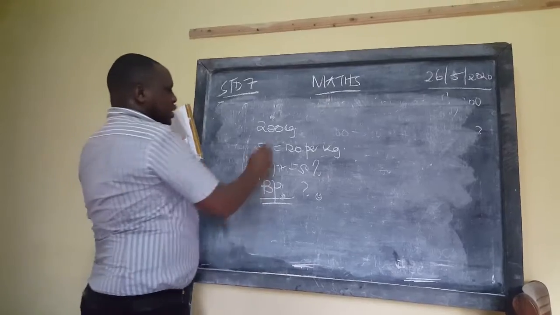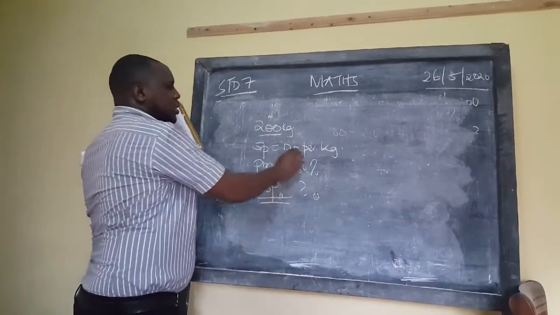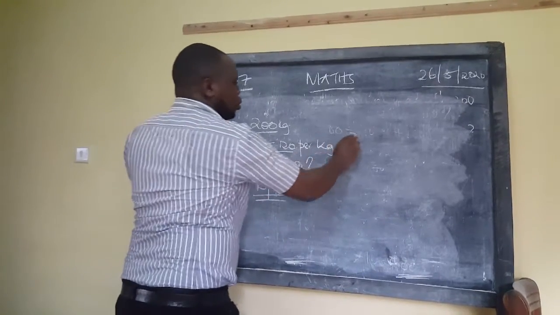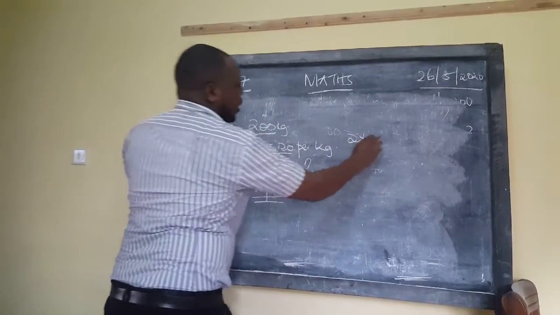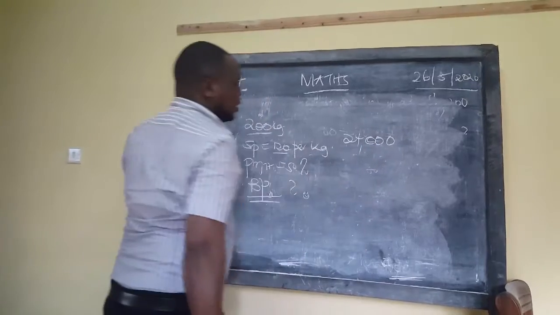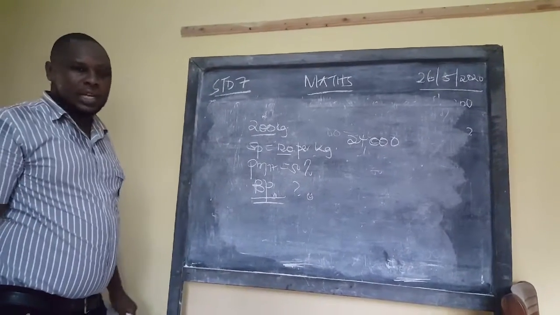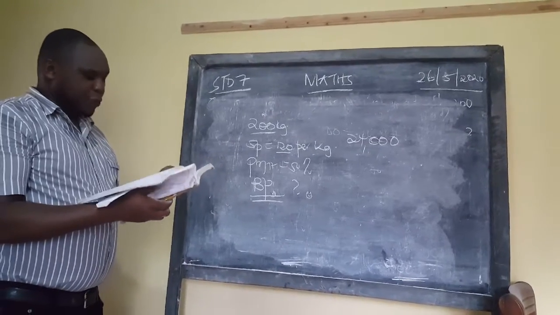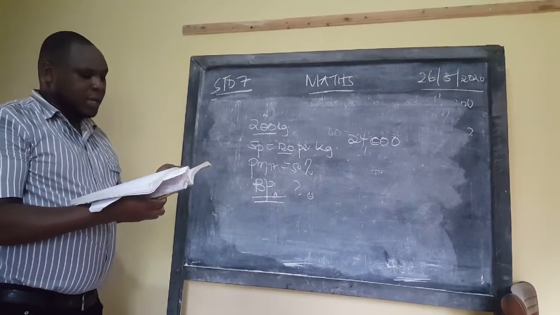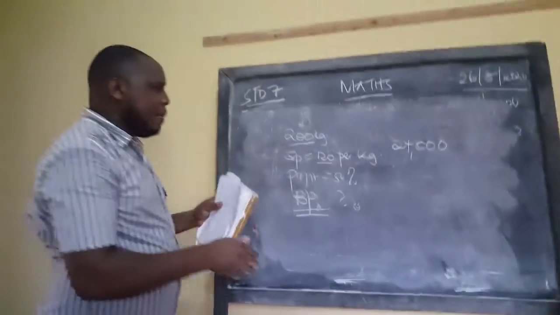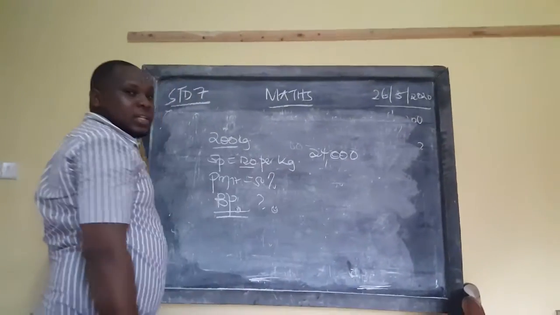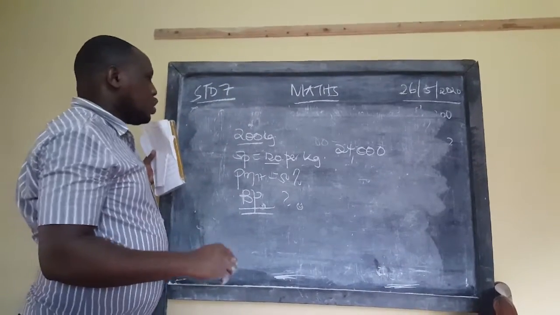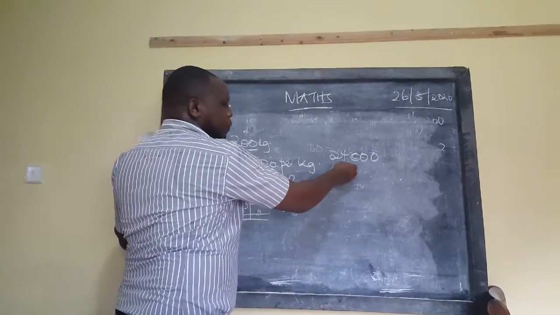Let's see. There are 200 kg and each kg is sold at 120. So if you multiply this, you get 24,000. So all the meat was sold at 24,000 shillings. And after selling that, he made a profit of 50%. Meaning that this is not 100%. What is always 100% is the buying price.